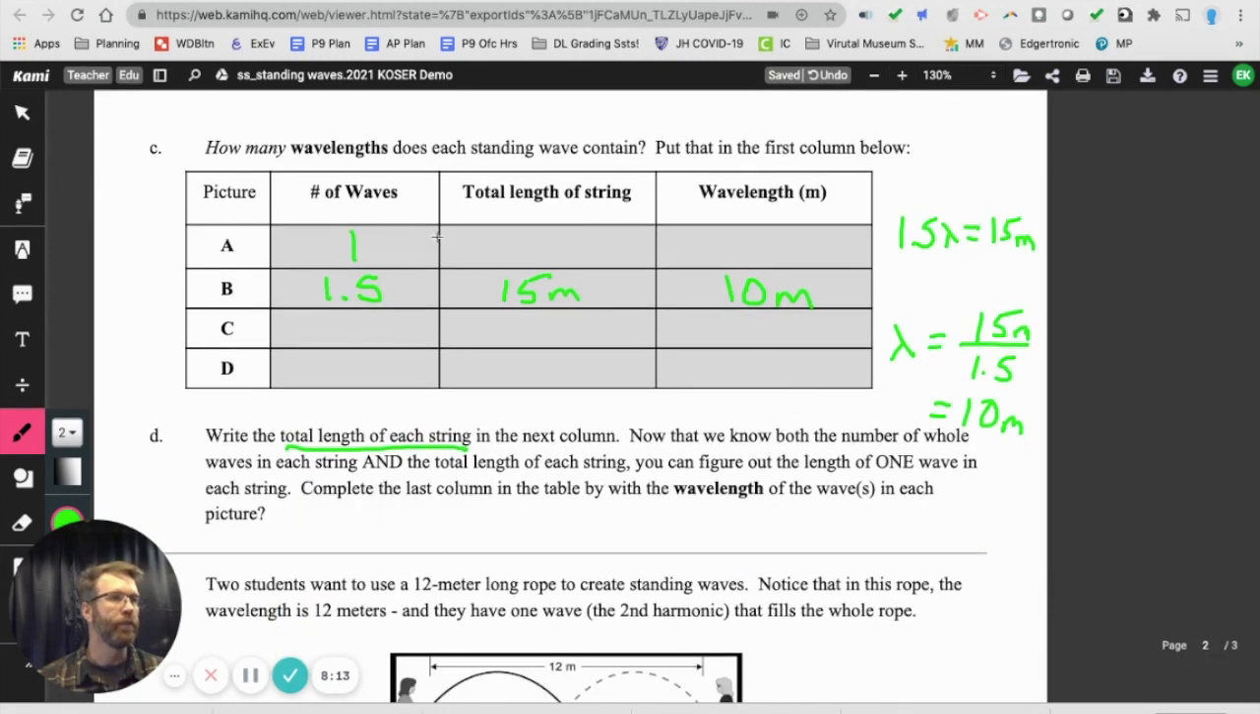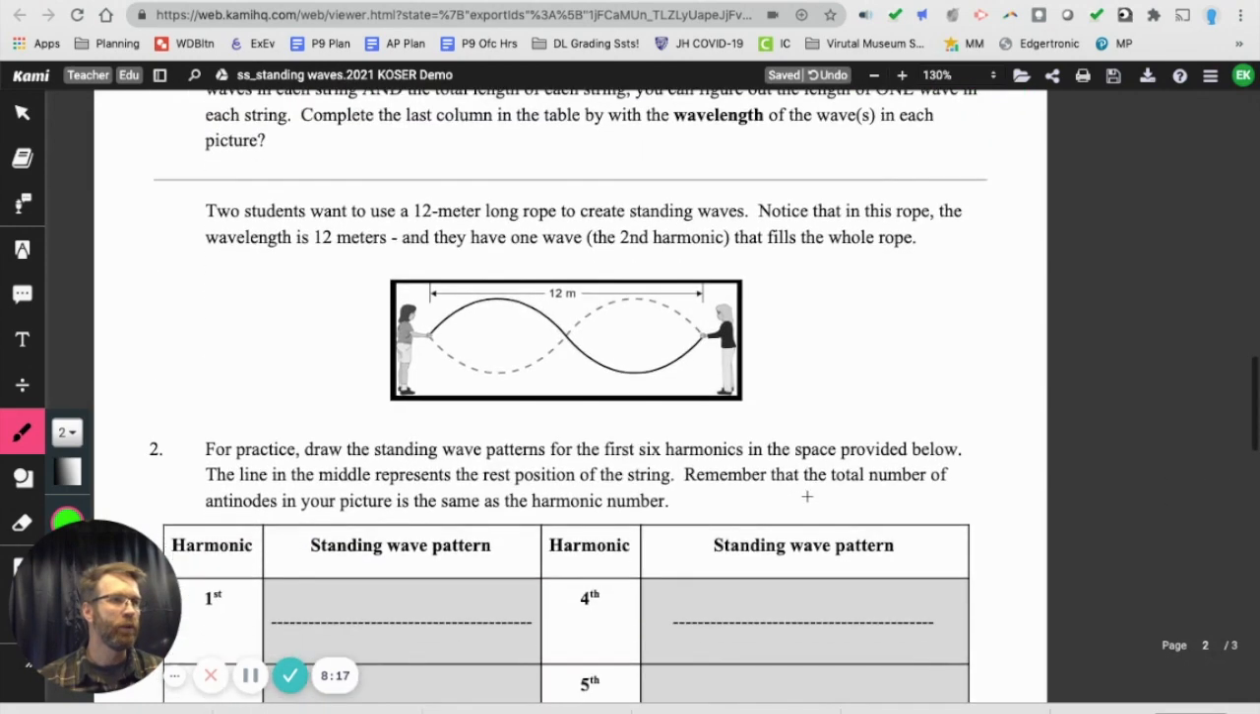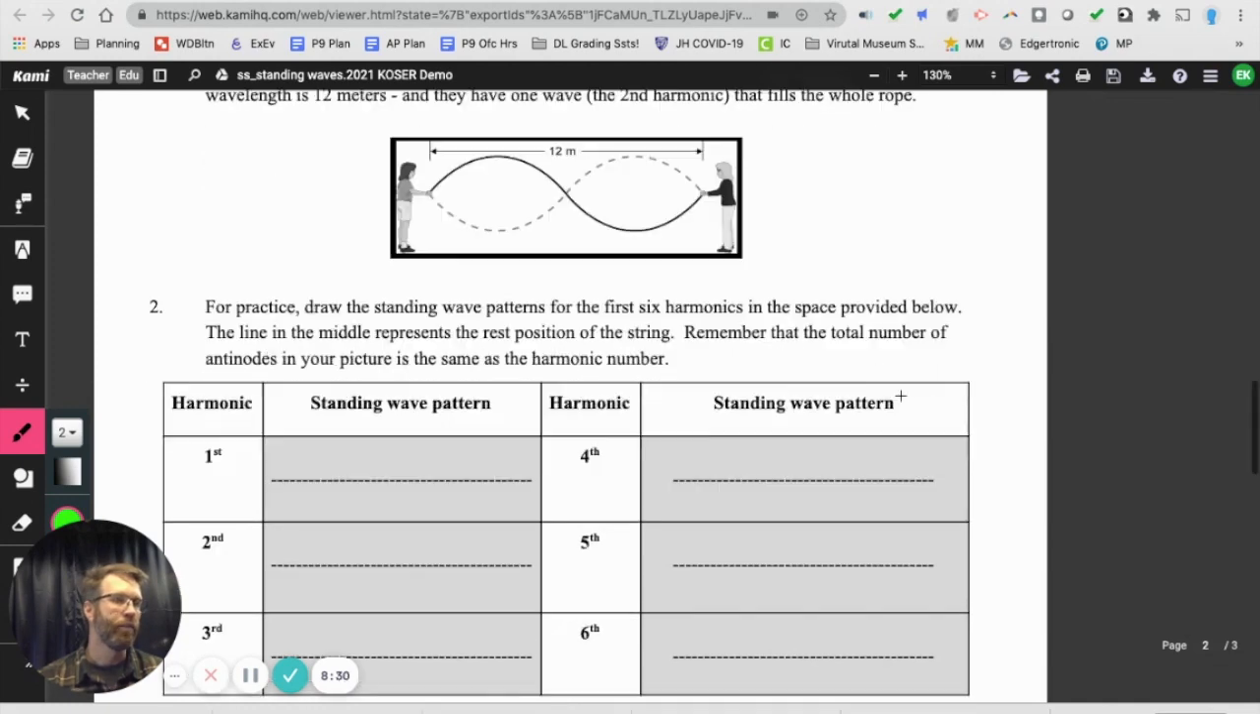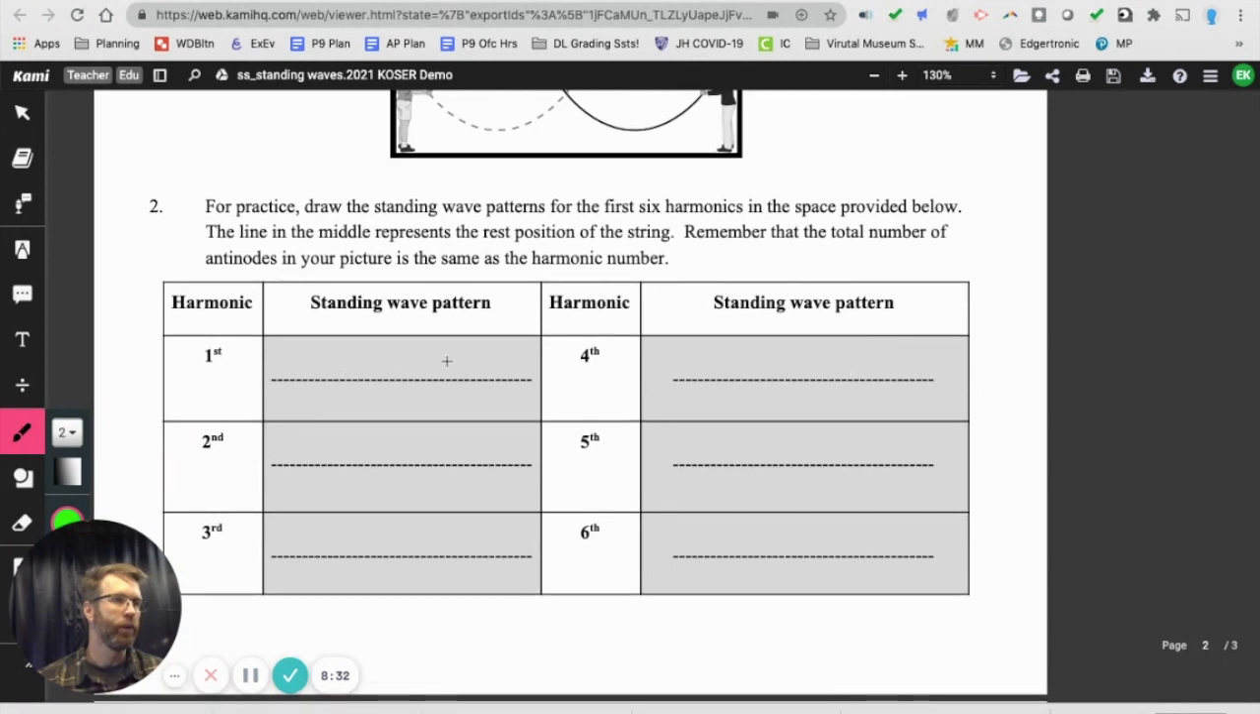So again, your job today is to practice and work through the rest of these. And then finally, a little more practice. Here's 2 students wanting to use a rope that's 12 meters long to make standing waves. Now, 12 meters, that's a long rope, right? So the conversation here is about you getting comfortable with that and then practicing by drawing the harmonics. The harmonics here are just the same as we saw on the chart on the first page, and you just want to sketch these in. So for example, on the first harmonic, all you're going to do is have one antinode all the way from one end to the other, something like this, and I'll draw a dotted line on the bottom half.